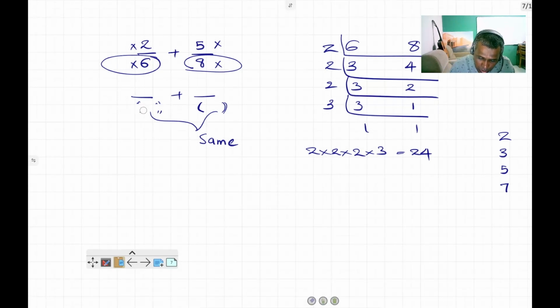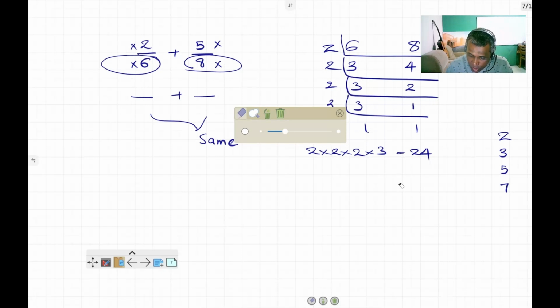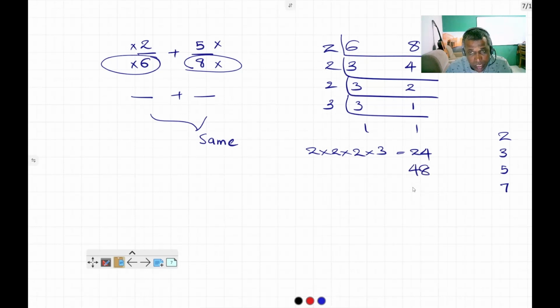If you come to here, that's common for these two. These two are 24. That's the least value you can get for this one. Next you can get 24 times 2, even 48, which is also common. You can get 24, 48 and many more. But this is the least one, and the least one we have to take. Why? It is very easy to do the work.